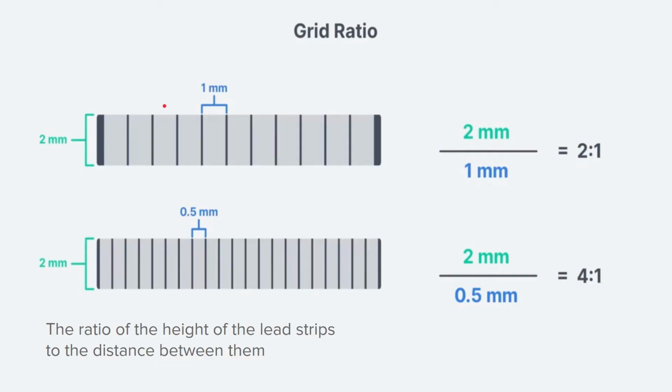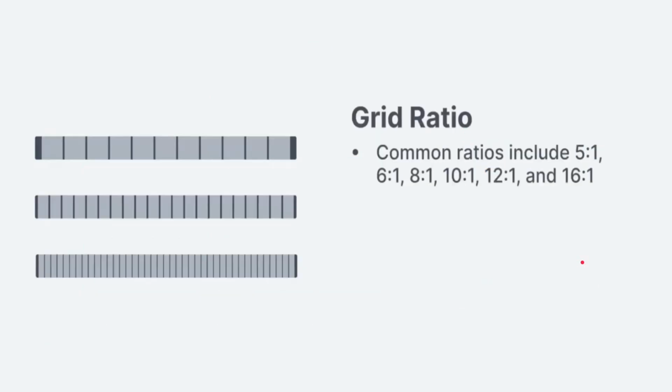The grid ratio is the height of the lead strips to the distance between them. Here you have a 2 millimeter high lead strip spaced apart by 1 millimeter. That's going to give you a 2-to-1 ratio, 2/1. Here you have a 2 millimeter high lead strip spaced apart by 0.5 millimeter. 2/0.5 is going to give you a 4-to-1 ratio. These are the most common ratios that we're going to be coming in contact with. You have a 5-to-1, a 6-to-1, an 8-to-1, 10-to-1, 12-to-1, and a 16-to-1.